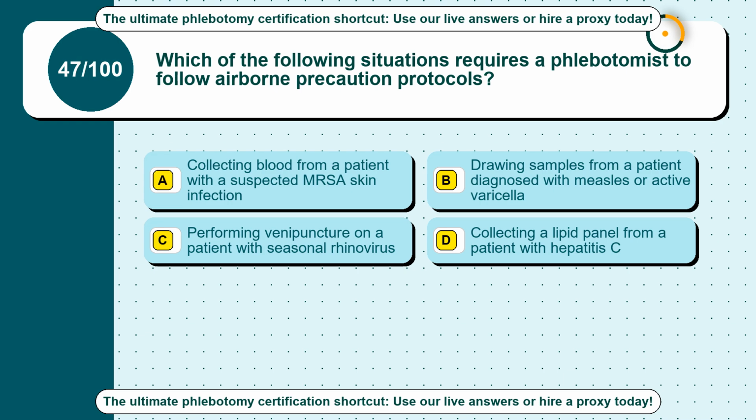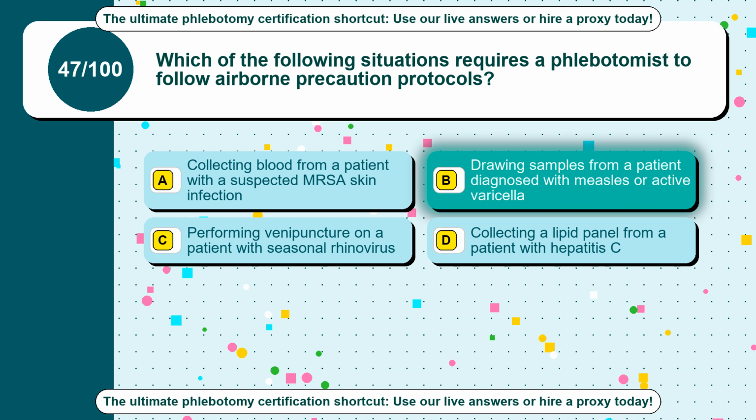Option C, performing venipuncture on a patient with seasonal rhinovirus. Option D, collecting a lipid panel from a patient with hepatitis C. The correct answer is option B, drawing samples from a patient diagnosed with measles or active varicella.